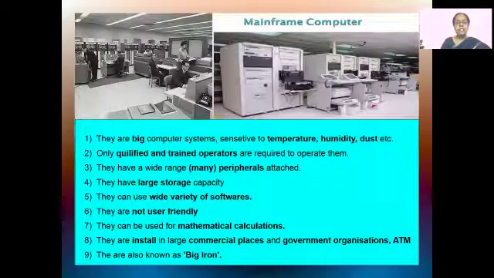Where do you think such computers are installed? They are installed in commercial places and in government organizations. Even your ATM uses mainframe computers. Mainframe computers have another name. It's called the big iron. I hope you understood about the mainframes.